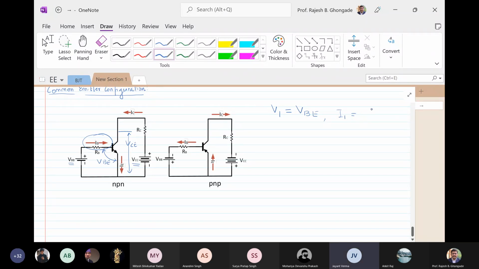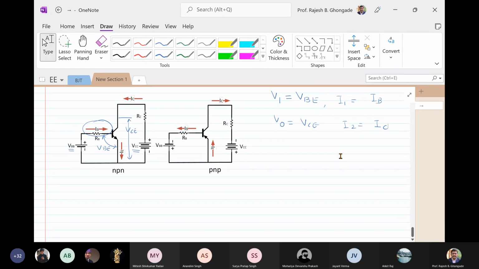तो इसका what is the input current? So IB. What is the output voltage? So VCE. मैंने मार्क किया है यहाँ पे. What is the output current? So IC. Very good. So we have two different sets of characteristics now again, just like what we did for common base, input characteristics and the output characteristics.